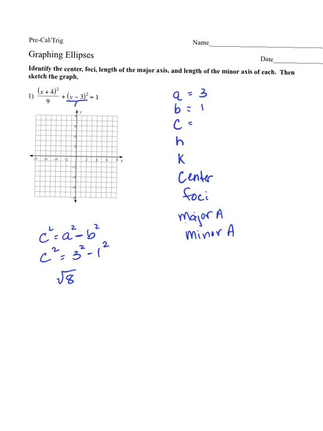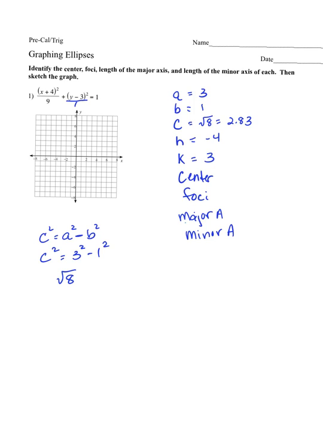So c squared equals 3 squared minus 1 squared, so c is the square root of 8. So you can put the square root of 8 there, but I also like you to put the decimal, because when you're graphing it, you're going to need to know what the square root of 8 is. So it's 2.83. So we have that. Now we have h. h is the opposite of whoever's in the parenthesis with the x. And so that would be a -4. And k is the opposite of whoever's in the parenthesis with the y. So that would be a +3.